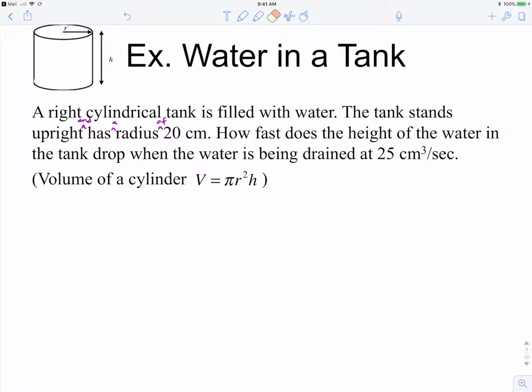So for this first example that we did, we're given that a right cylindrical tank is filled with water. The tank stands upright and has a radius of 20 centimeters. I left out a few words there. How fast does the height of the water in the tank drop when the water is being drained at 25 cubic centimeters per second?